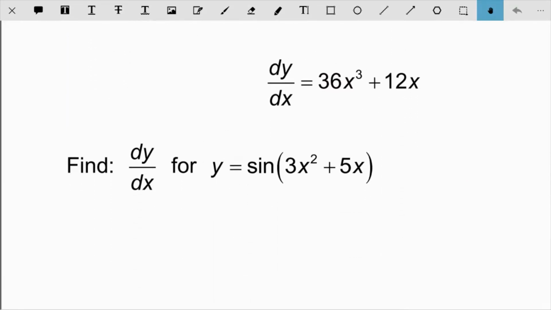Okay, so let's take a look at another example. So we have dy/dx for y is equal to sine of (3x squared plus 5x). So we're trying to find that derivative.